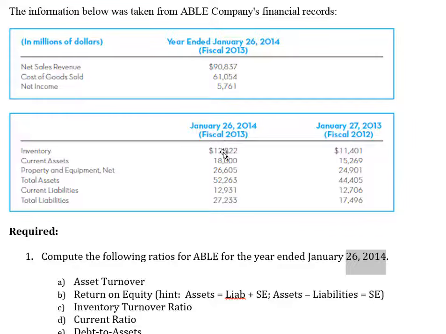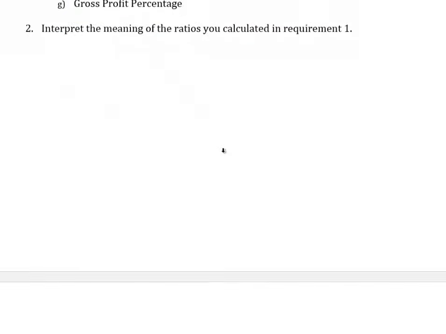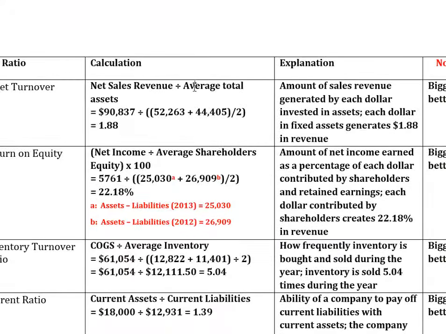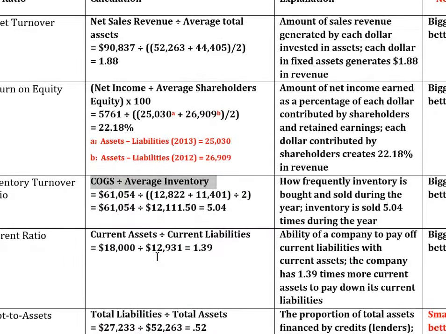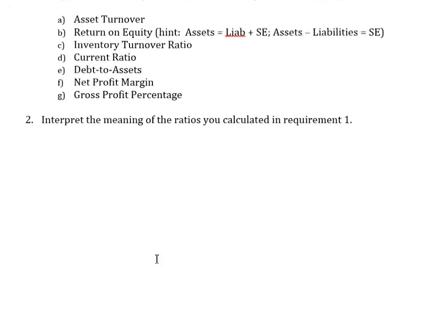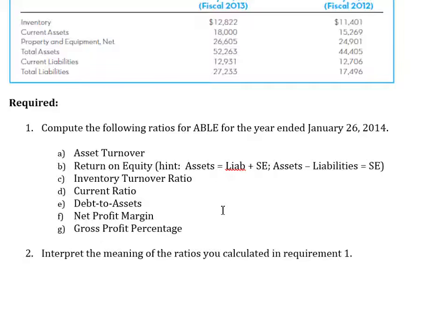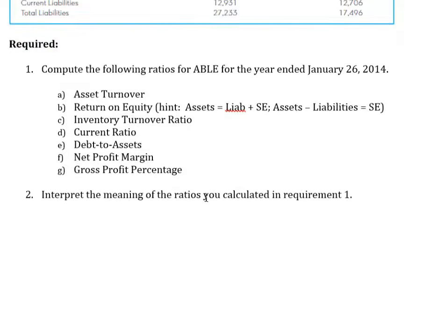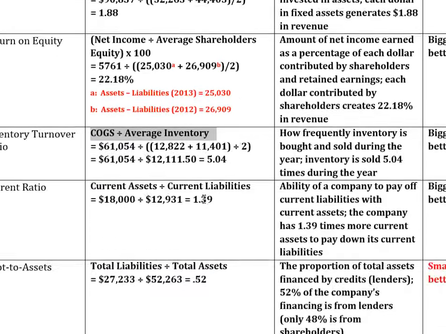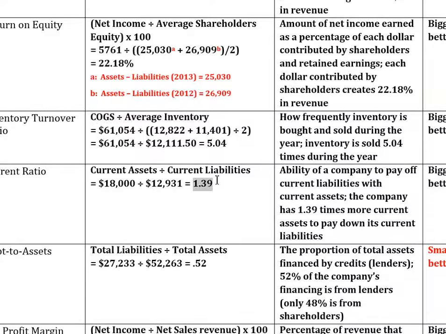Because we don't have to take any averages. You remember when we did the other ratios, we needed an average. Here, there's no average in the current ratio. So I'm only going to calculate it, of course, for this year, which I'm going to take my current assets this year and divide it by my current liabilities. So when I go and do that, I'm going to get 1.39.